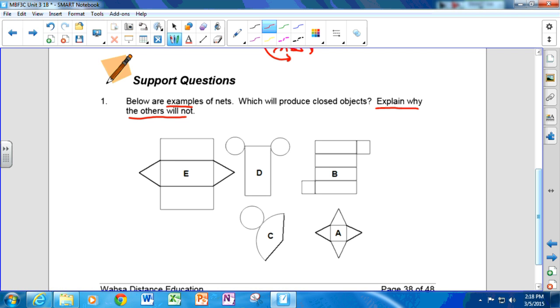Now, if you think about this E right here, if you fold that flap up and you fold that flap up, right? You have two triangles, right? And then if this is folded up, then this will join with that. And if this one's folded up, then this will join with that.